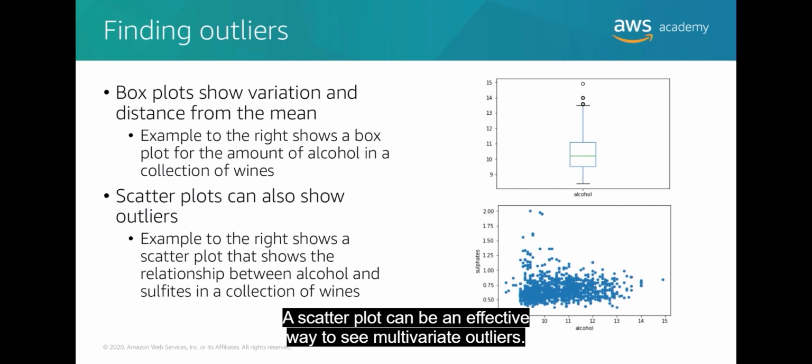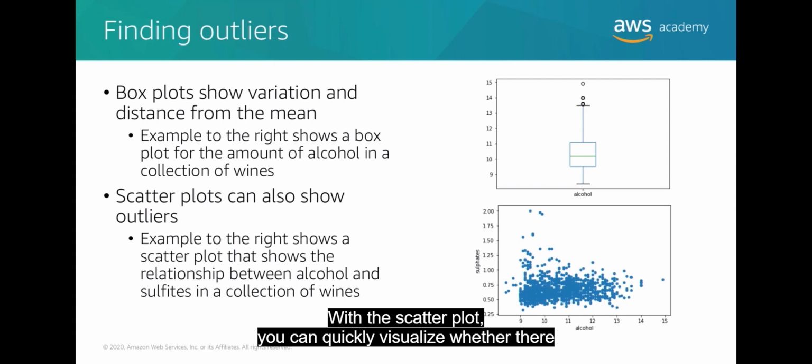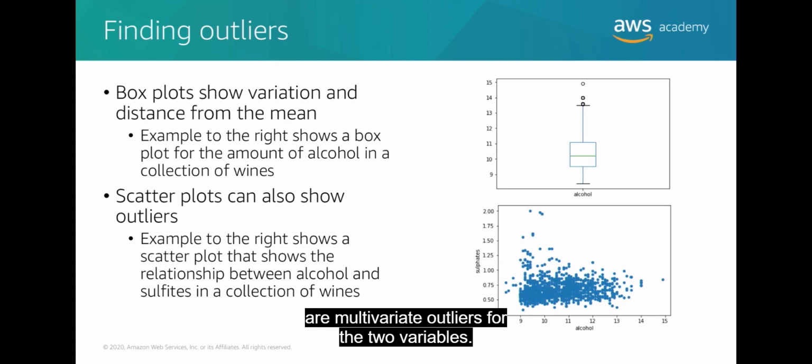A scatter plot can be an effective way to see multivariate outliers. For example, this diagram shows the amount of sulfates and alcohol in a collection of wines. With the scatter plot, you can quickly visualize whether there are multivariate outliers for the two variables.